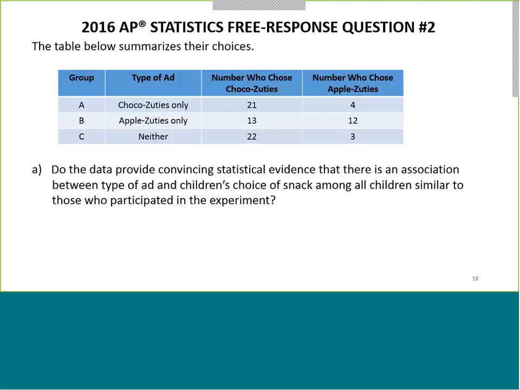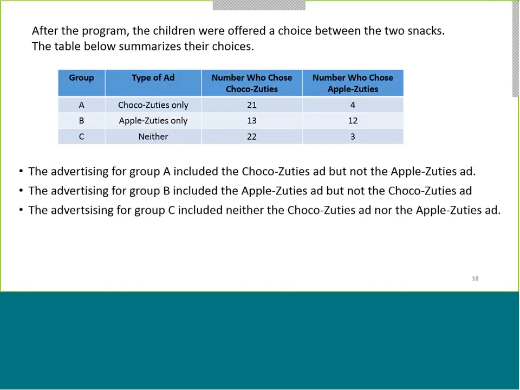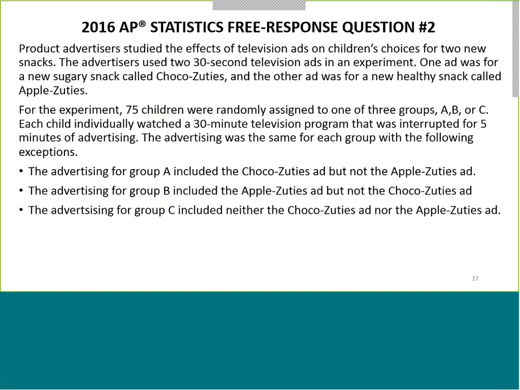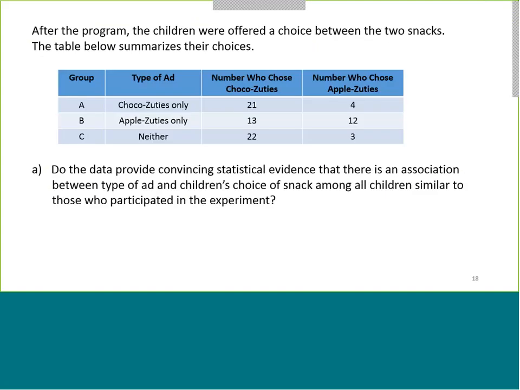So here was an example, 2016, I think, AP response number 2, where we've got a 2-way table again. Some kids were offered a choice between 2 snacks, and they were given different types of ads. So we could think of A, B, and C. Would this be right, Landy, as 3 separate samples drawn from different populations?